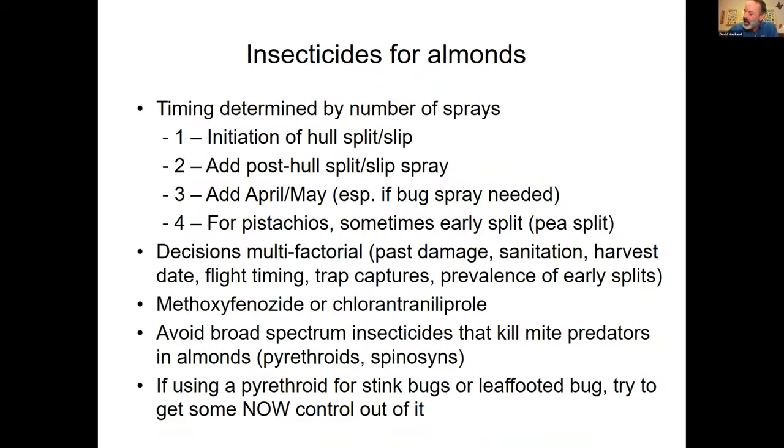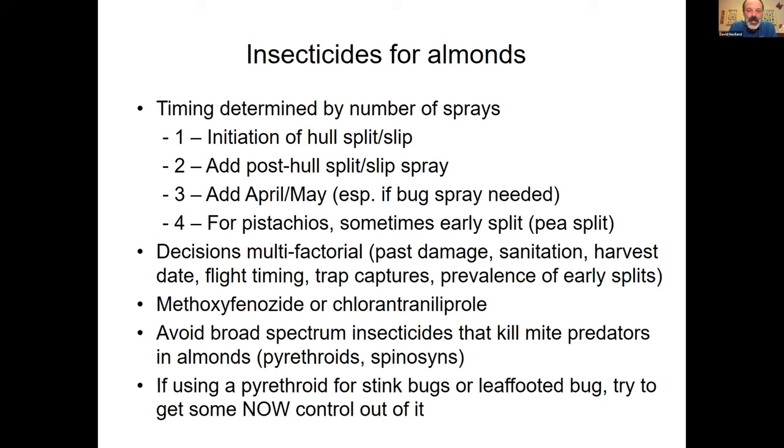Okay, insecticides, I need to wrap up here. With insecticides, there's nothing really new. Hull split is your best timing. If you need to do two sprays, add in a second spray 2 to 3 weeks later. Navel orangeworm sprays in April or May are really not very effective, because the flight occurs over a long period of time. I don't recommend them.